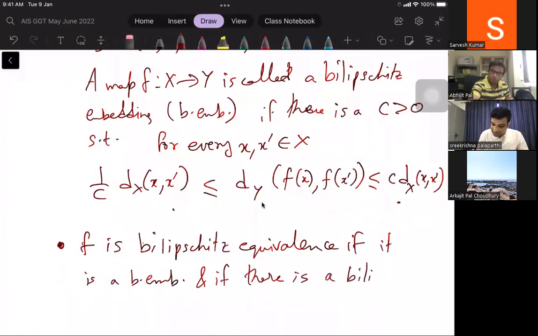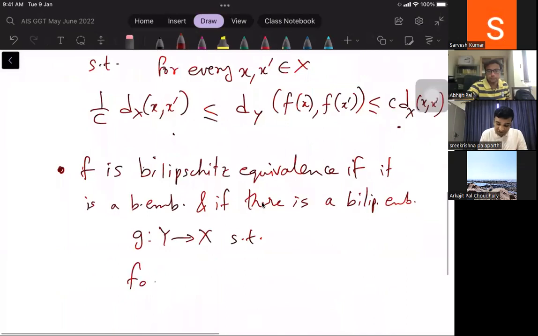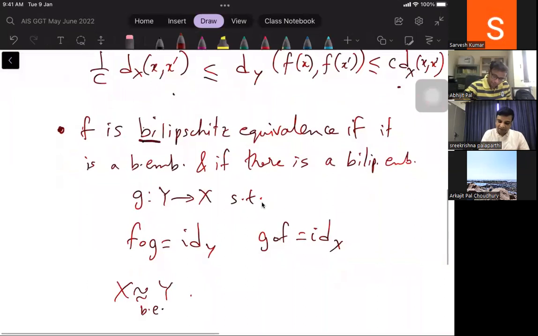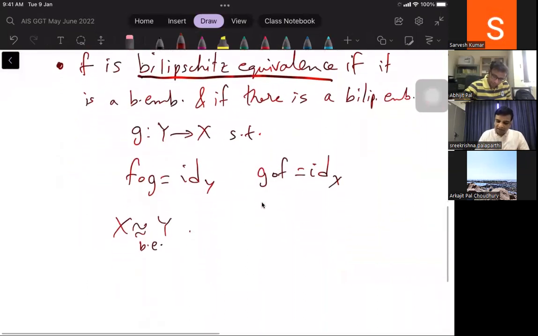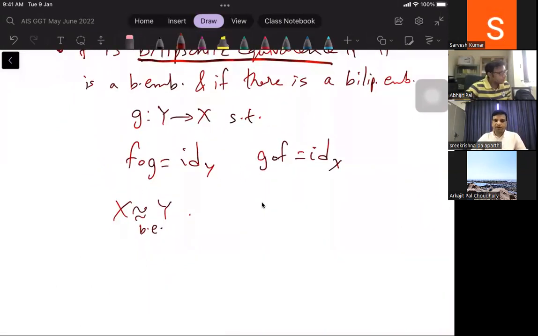That is, there is a bi-Lipschitz embedding G from y to x, so you can go back via a bi-Lipschitz embedding in the opposite direction, such that F composed with G is identity on y, and G composed with F is identity on x. So x and y are said to be bi-Lipschitz equivalent if there is such an equivalence between them. This still preserves the local structure around the graph of Z.